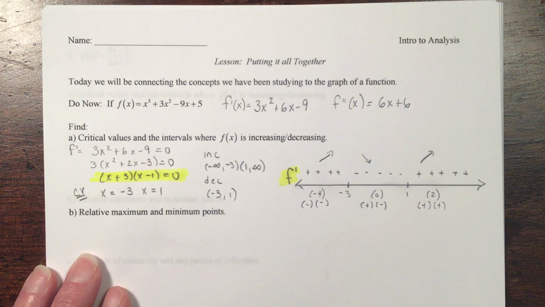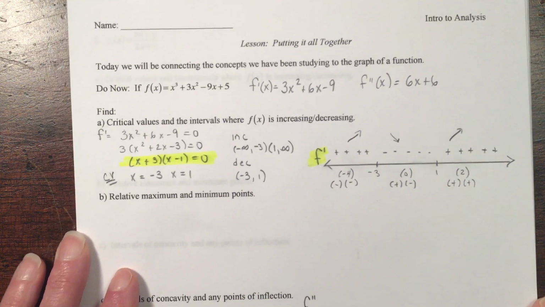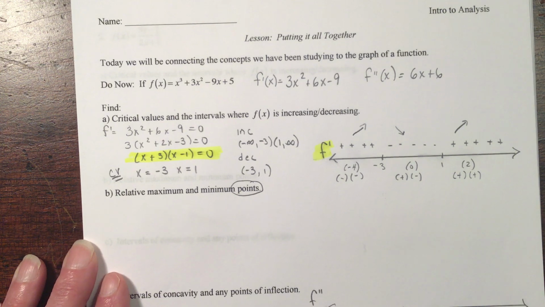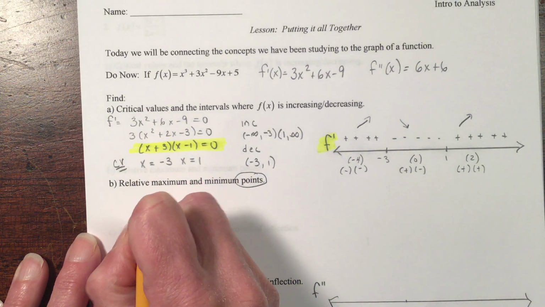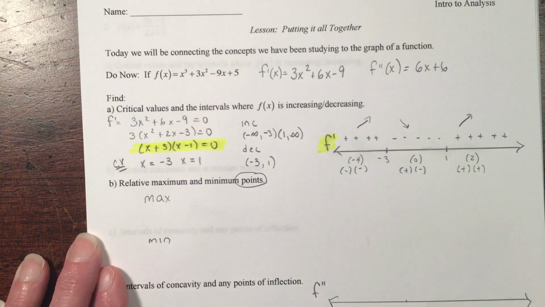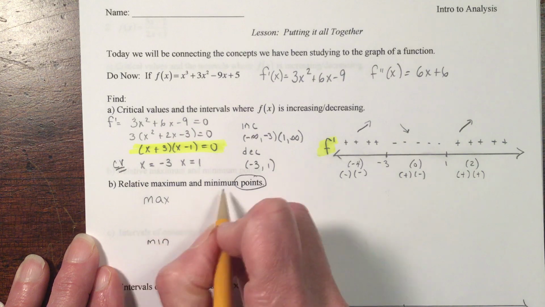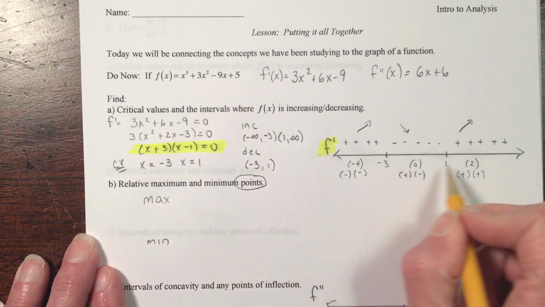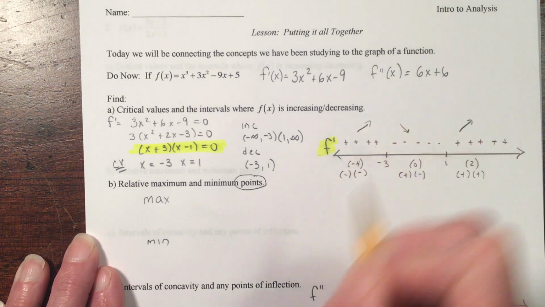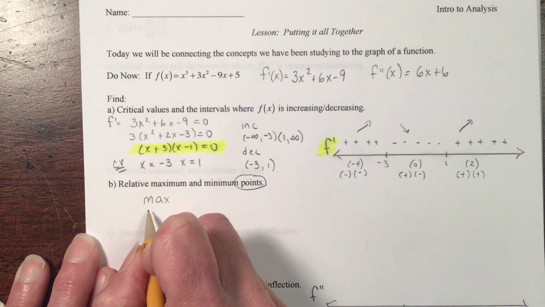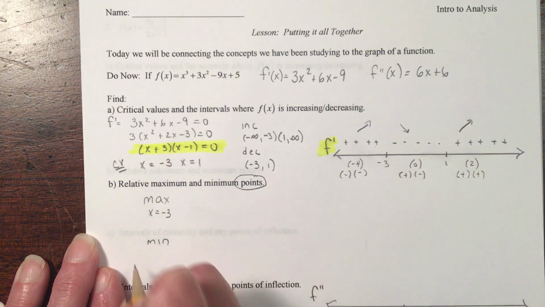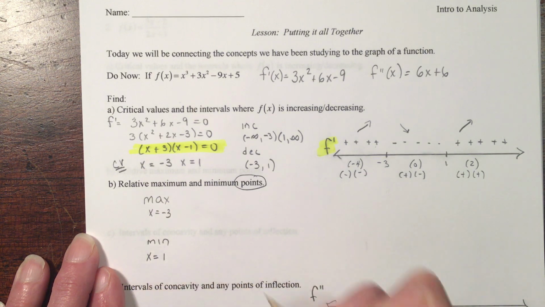Now I'm going to move on to my maximum and minimum points. Notice I'm being asked to describe points, so I want to get the x and y value for each maximum value and minimum value if there are any. So my maximum values I find from when the critical value is 0, and the maximum is when I go from a positive to a negative. Notice if you put your arrows, you can kind of see it. So my maximum value occurs when x equals negative 3, and my minimum value occurs when x equals 1.